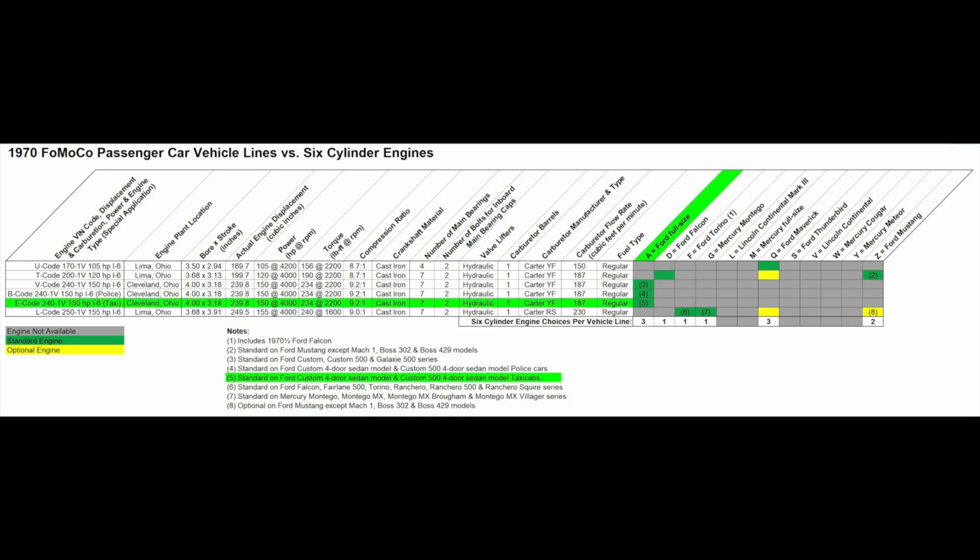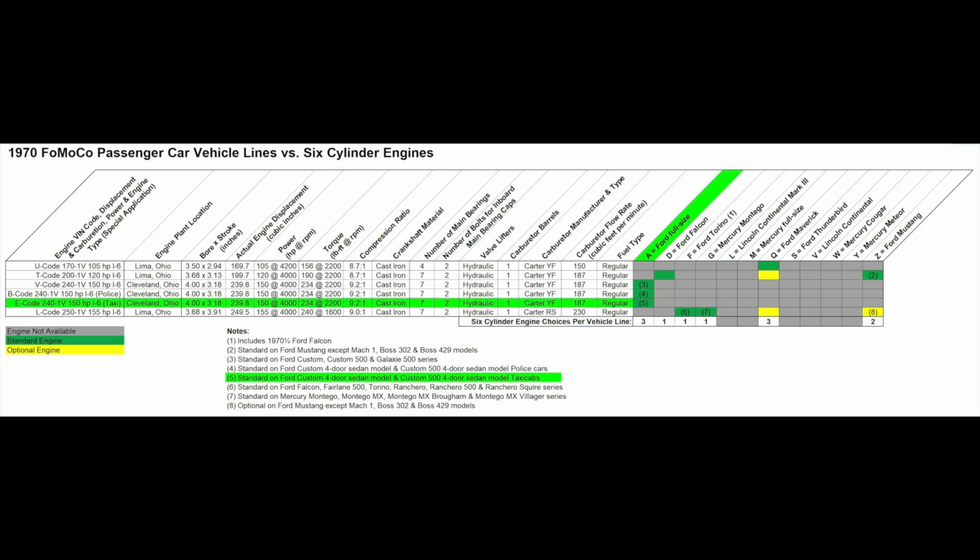Like the V-code 241 barrel and the B-code 241 barrel police inline-six engines, the E-code 241 barrel taxi engine was produced at the FoMoCo engine plant in Brook Park near Cleveland, Ohio, and had a bore of 4.00 inches or 101.6 millimeters, and a stroke of 3.18 inches or 80.8 millimeters. An over-square design where the bore is larger than the stroke in a 1.26 to 1 ratio. The actual engine displacement calculates to 239.8 cubic inches or 3.93 liters, and it developed 150 horsepower at 4,000 RPM and 234 pound-feet of torque at 2,200 RPM with a 9.2 to 1 compression ratio.